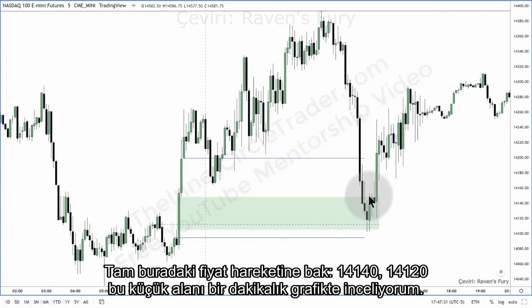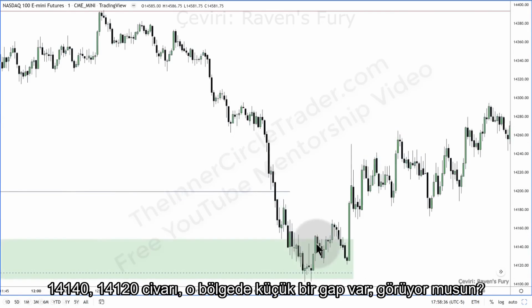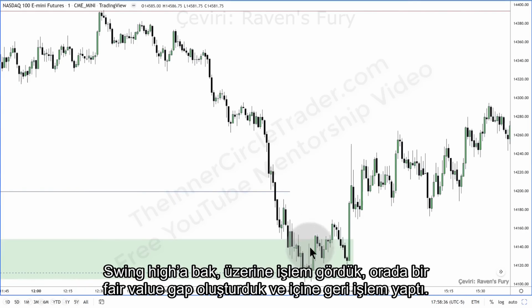Right here, this price action, see 14,140, 14,120. This little area right here, I'm looking at on a 1-minute chart. 14,140, 14,120 in that vicinity. See that small little gap right there? See that? See the swing high? We trade above it, create a fair value gap there, trade down into it.